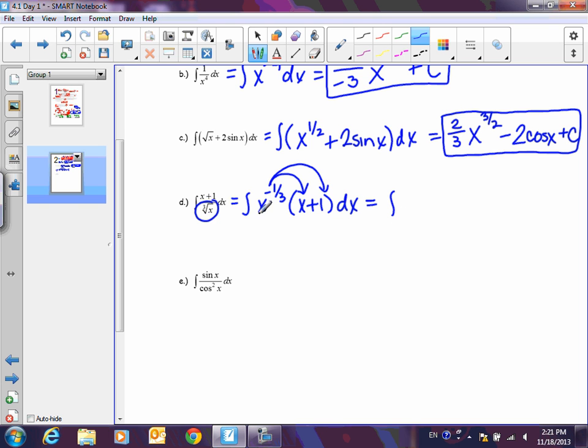So when I multiply x to the negative 1/3 times x to the 1, what do you do to your 2 powers? When you're multiplying exponents, you add. So what's negative 1/3 plus 1? 2/3. I'm not going to take time with the fractions. Just sort it out. All right, plus x to the negative 1/3 times 1. That's just x to the negative 1/3. All right, I have not yet taken the antiderivative. All of that was algebra.